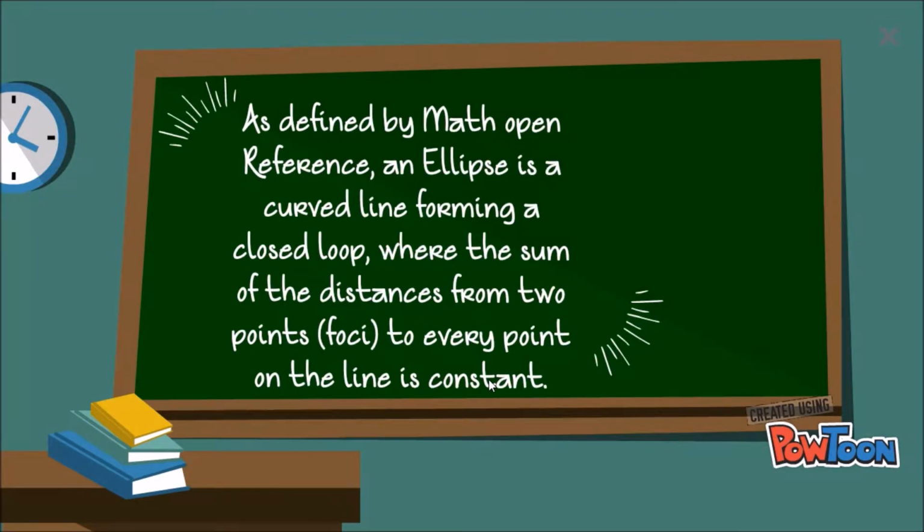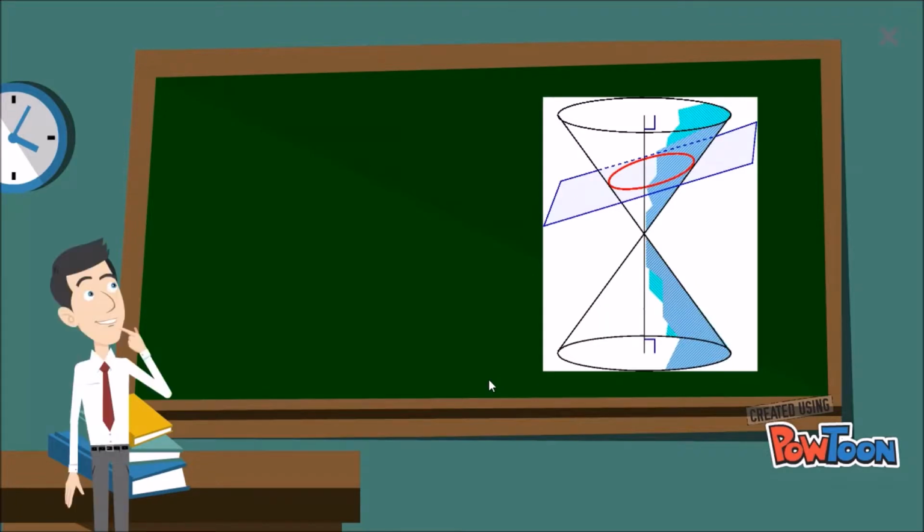As defined by Math Open Reference, an ellipse is a curved line forming a closed loop where the sum of the distances from the 2 points known as foci to every point on the line is constant. Here we can see the 3D cone that is sliced diagonally into a 2D plane. The diagonal slice creates the ellipse. If the plane was horizontal, the shape would be more of a circle.